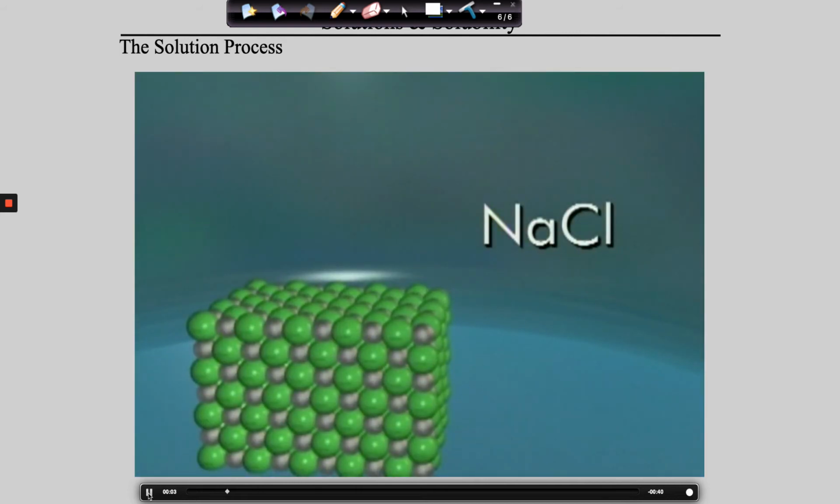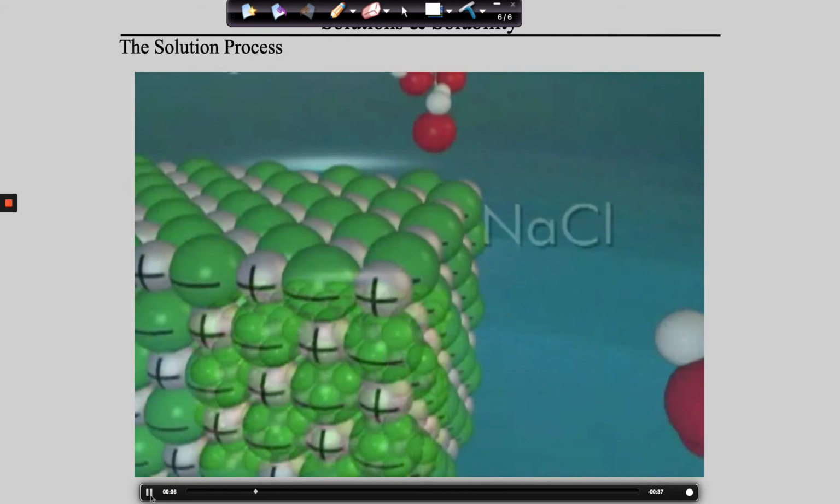When an ionic substance, such as sodium chloride, is placed in water, water molecules.